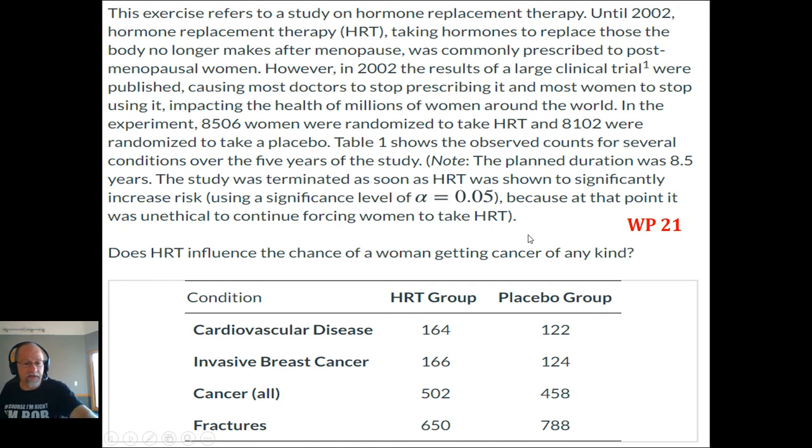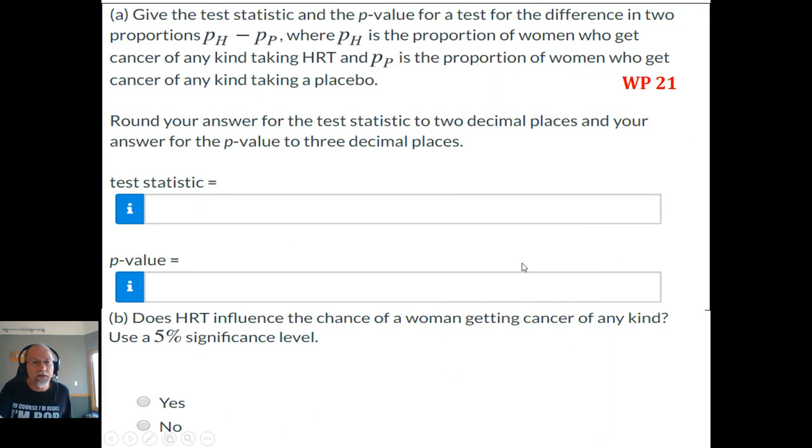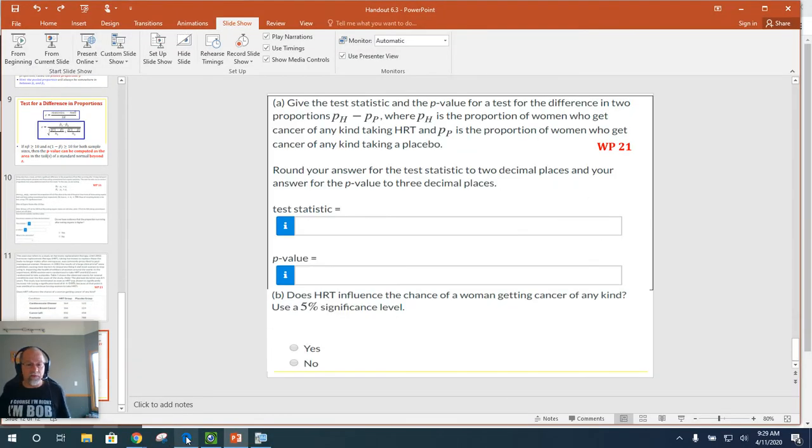So let's switch off to the side and let's start doing some things. What are we doing here? Let's find that question. Given the statistic, find the p-value. We're doing exactly the same thing. And we're doing p of h, which is HRT, minus p of p, which was the placebo group. Okay, so let's find the test statistic, let's find the p-value, and then we'll talk about does it influence it, doesn't influence it. Because we got to have a z and a p-value first.